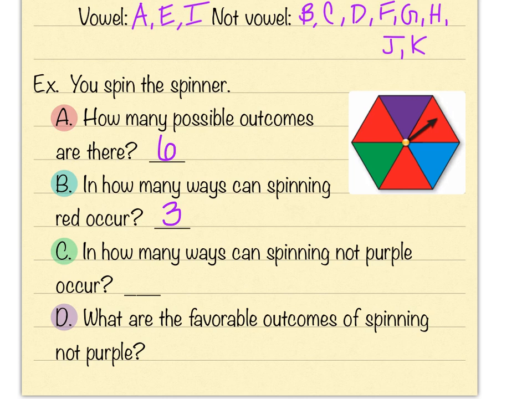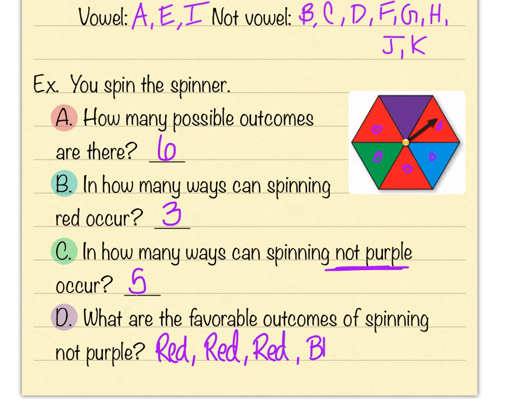And then for part C, it says, in how many ways can spinning not purple occur? Well, if it says not purple, that means any other color except purple, obviously. So we have 1, 2, 3, 4, 5 spots that are not purple. And then it says, what are the favorable outcomes of spinning not purple? Well, there's a red. There's actually 3 reds, so we're going to list that three times. And then there's a blue. And then there's a green. So I've just, can't spell, G-R-E-E-N. So we have 1, 2, 3, 4, 5 of the spots that are not purple, and then obviously 1 purple spot.